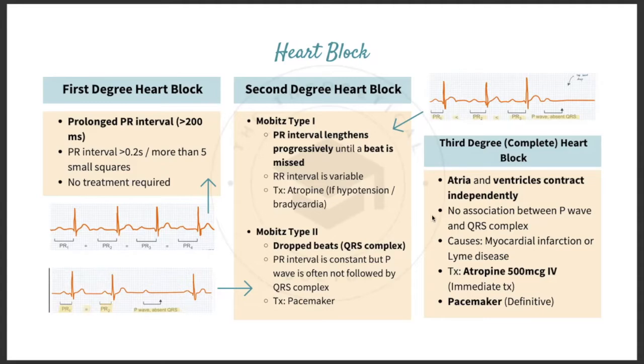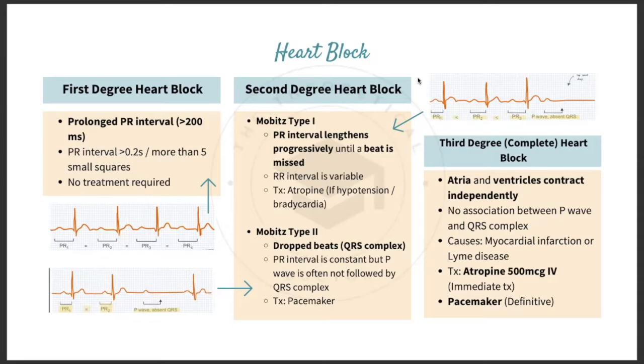Now the third, complete heart block, third degree heart block: the atria and ventricles contract independently. There is no association between the P wave and QRS complex, and it's most commonly caused by myocardial infarction or Lyme disease. The immediate treatment would be atropine 500 microgram IV. And the definitive treatment would be a pacemaker.